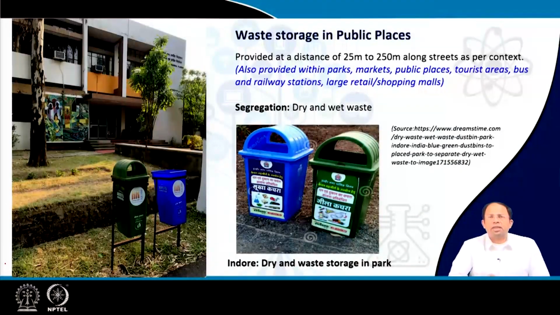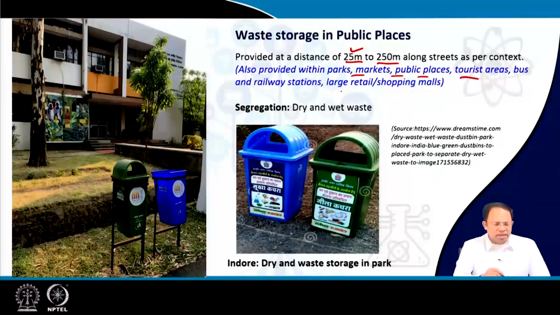Now coming to waste storage in public places, the rule is that storage containers are provided at a distance of 25 meters to 250 meters along streets as per the context. For very important or very busy streets we can have it at 25 meters, whereas where streets are not that busy, we can have it every 250 meters. These are also provided at parks, markets, public places, transit areas, bus and railway stations, so that when people are walking along the street, if they need to throw something, they can throw it in these garbage bins.